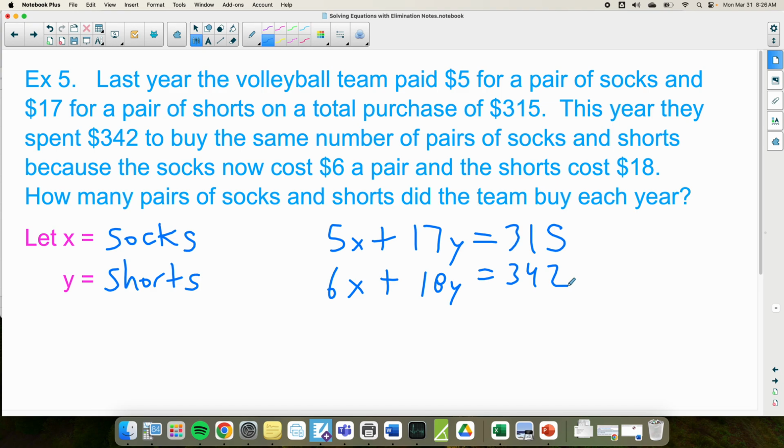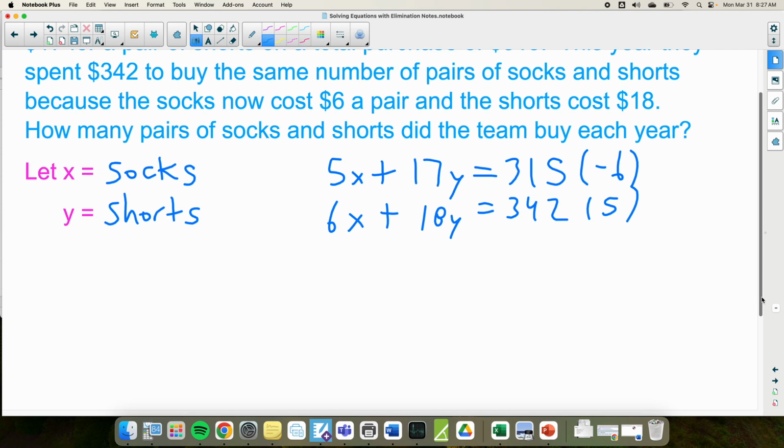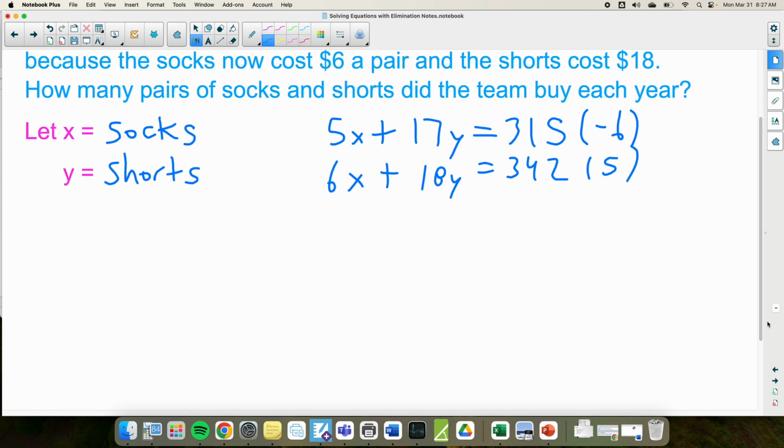So now, an easy way would just be to multiply these two together. So this would be multiplying by -6, and this would be 5. So we got -30x plus negative 102y equals negative 1,890.